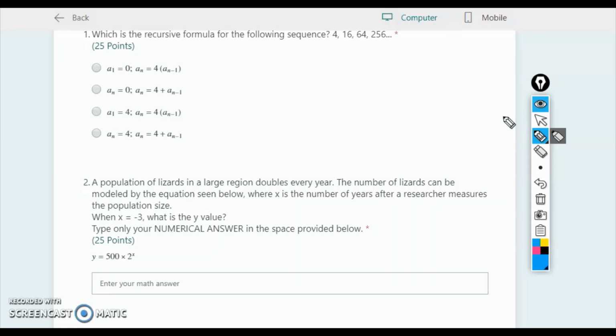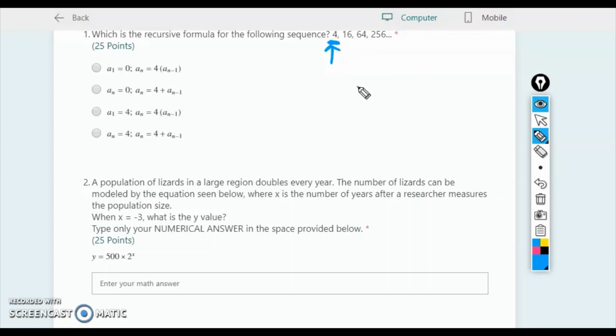4, 16, 64, 256. On a different Standards Practice Week, I don't remember which number, but we talked about the recursive formula. You have to know what your first initial value is, and then how do you get to every one based off the one before it. So how did I get to 16 from 4? How do I get to 64 from 16? How did I get to 256 from 64? So it's all based off this very first value.